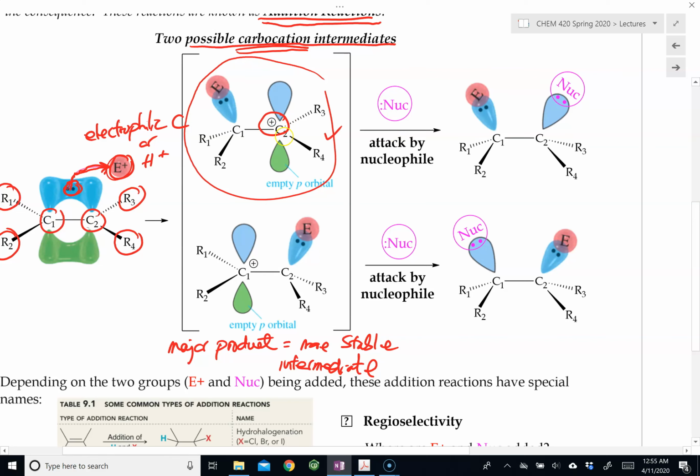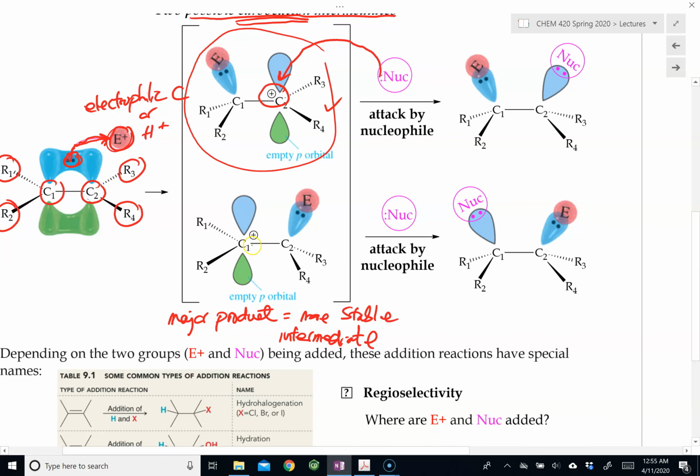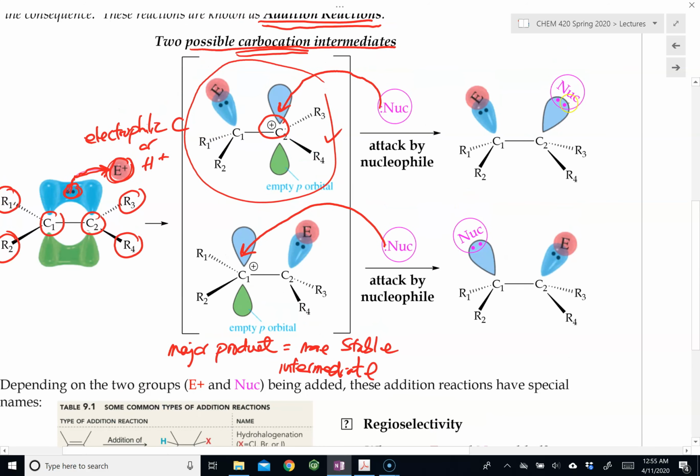So if we were to form the carbocation above, then the nucleophile will be able to come in and attack this carbon right here. Versus if we were to form the other carbocation at carbon 1 on this intermediate down here, then the nucleophile will come in and attack this carbon right here. As a consequence, the nucleophile will be added to carbon 2 in the case above, and down below, the nucleophile will add to carbon 1, forming a sigma bond to this C1 right here.